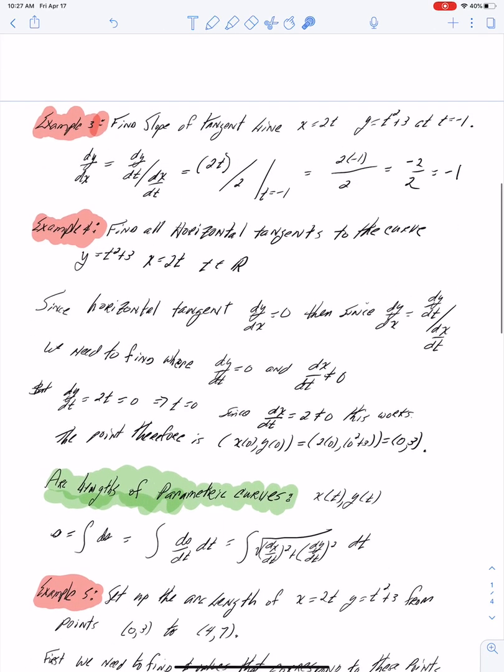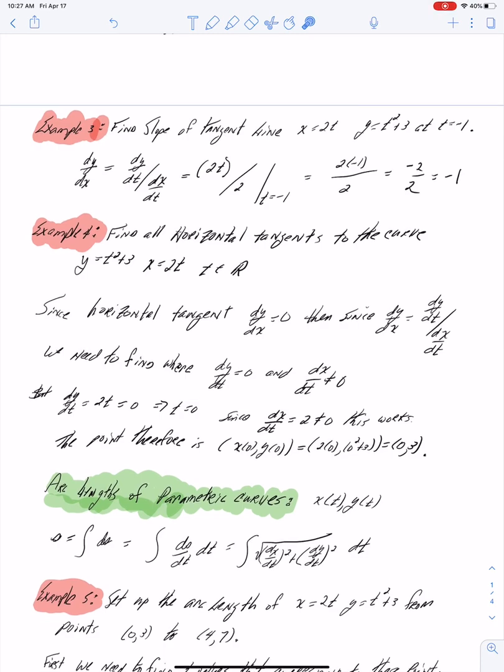Next time, I think I'll talk about how one computes the arc lengths of parametric curves, and again, that's something that we've already looked at.